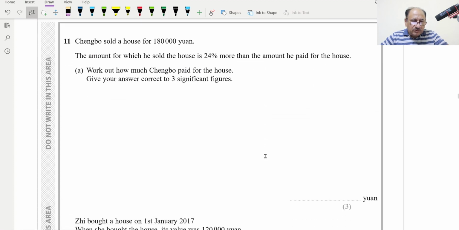This was a 5-mark question. Now question number 11. Chengbo, I'm not sure I'm pronouncing it properly, sold a house for this much yuan. The amount for which he sold the house is 24% more than the amount he paid for the house. So a profit of 24%. Work out how much Chengbo paid for the house. Give your answer correct to 3 significant figures.